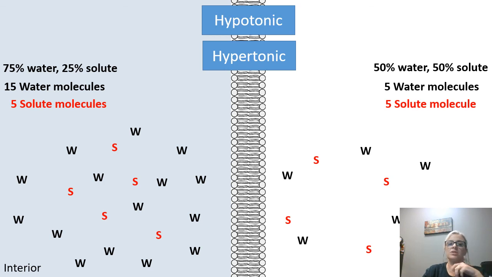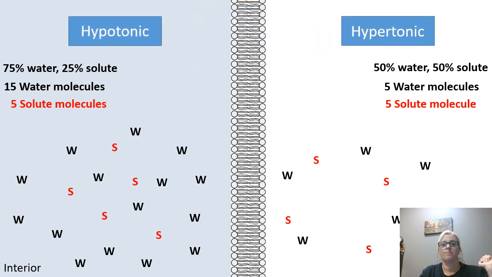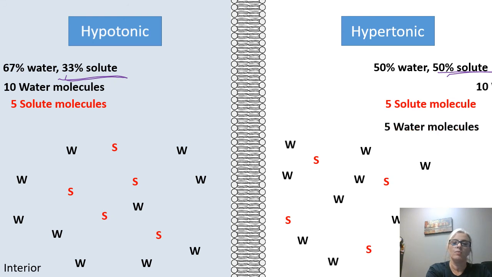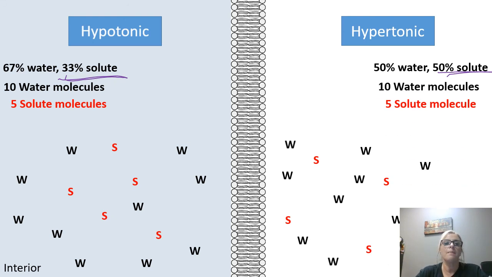So does that help? I want you to stop and think. Which one of these is hypotonic? Which one has a lower solute concentration? And which one is hypertonic? Which one has a higher solute concentration? If you chose hypotonic for the intracellular environment, you're right. And if you chose hypertonic for the extracellular environment, you would be right. We have 25% solute here and 50% solute here. So this would be the hypotonic solution, and on the right, the extracellular environment would be the hypertonic solution.